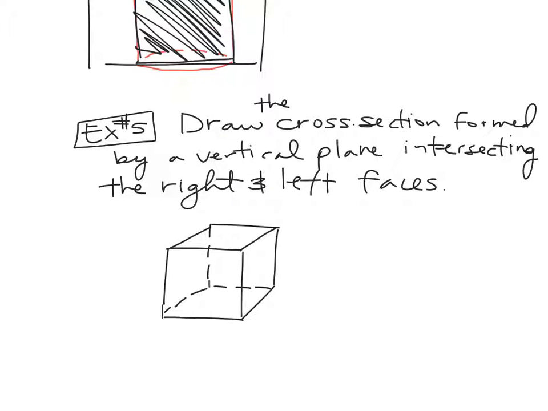Okay, so they're saying a cross-section that is vertical, okay? So that's one of the key components. It has to be a vertical cross-section. So the plane's going to go through up and down, and it's going to intersect the right and the left faces. So it's going to go through this square somewhere, and it's going to go through this square somewhere, okay? So vertically through those two, there isn't one right answer. There could be a lot of different versions of it that you could see.